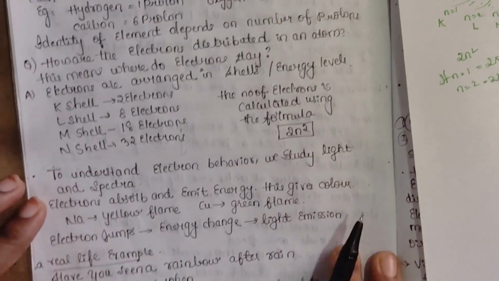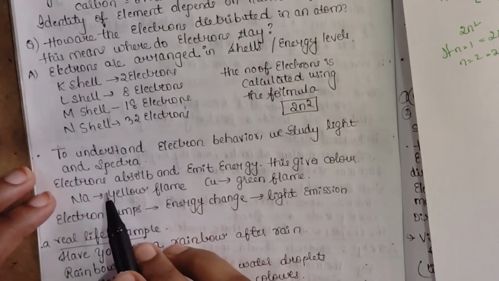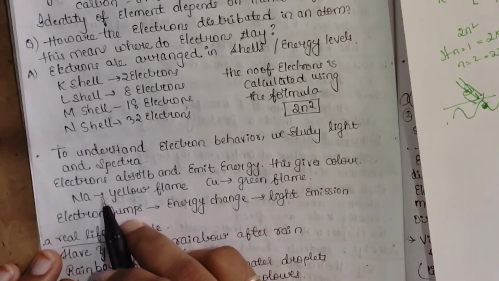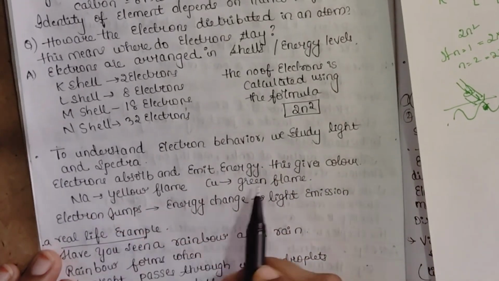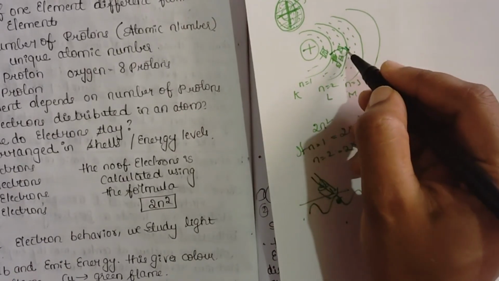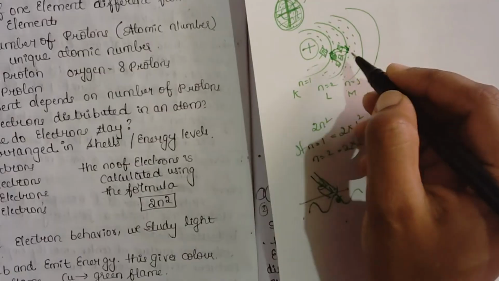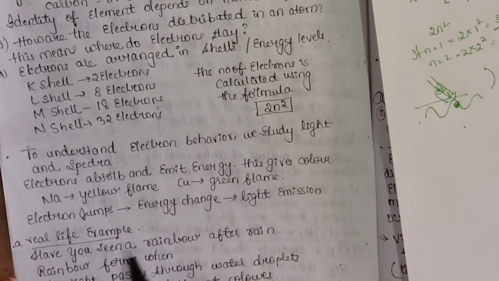This was the formula. To understand electron behavior, we study light and spectra. Okay, and this gives the color. That is, sodium gives the yellow flame, copper gives the green flame. Why do the electrons give the color? Because here the electron jumps from ground state to excited state and from the excited state back to ground state. When the electron jumps, energy changes and light emission occurs.